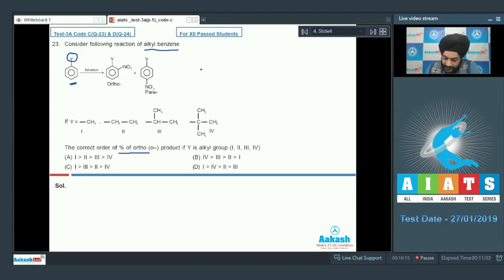So we're going to have the maximum ortho substitution in 1, followed by 2, followed by 3, and followed by 4. So if you look at the options which are given to us, we can clearly see that we have to select option A as the correct answer to this question. Let us look at the next question.